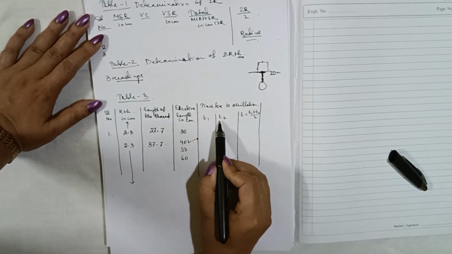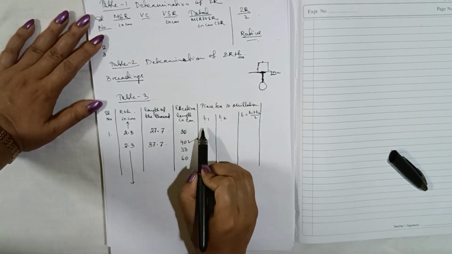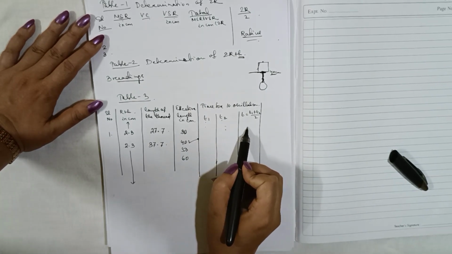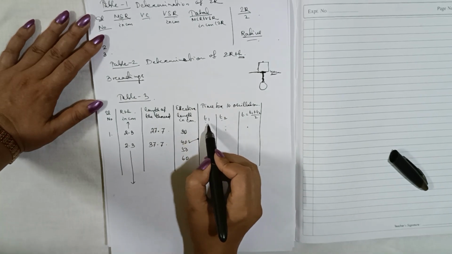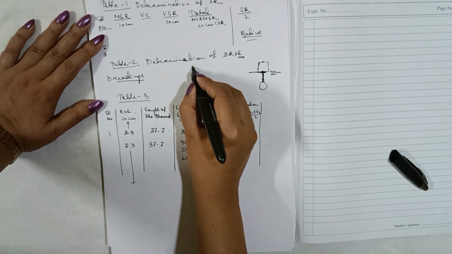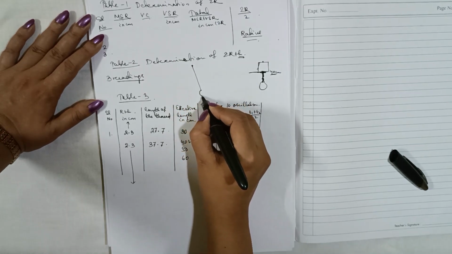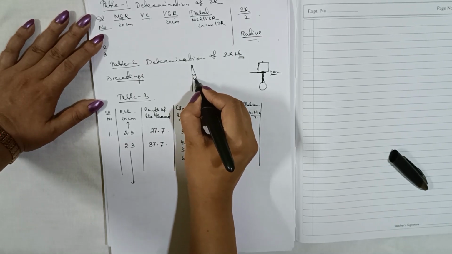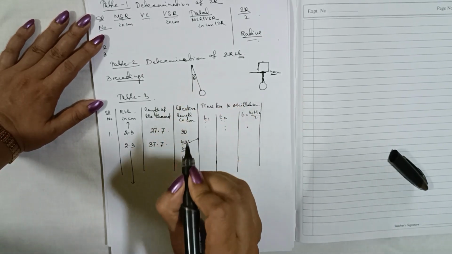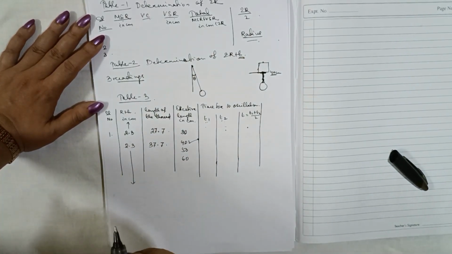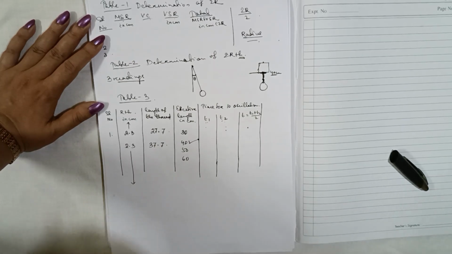So this is T1, T2. That means for the same length, we have to take 10 oscillations 2 times, and then take the average. So how are you going to take the oscillations? Suppose this is my pendulum disturbed to a certain point making an angle theta, and remember here you have to take small angle oscillations, not large angle oscillations, because the time period formula, 2 pi root over L by g, is only valid for small angles.